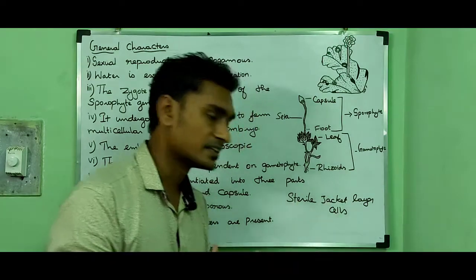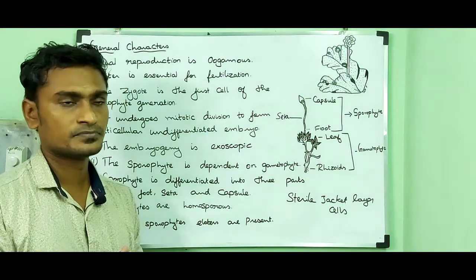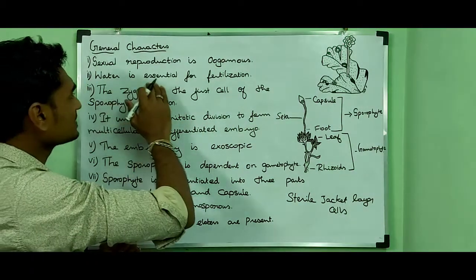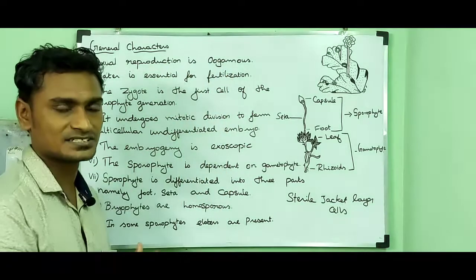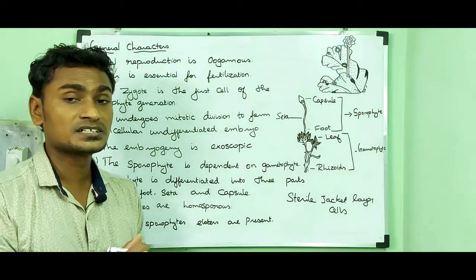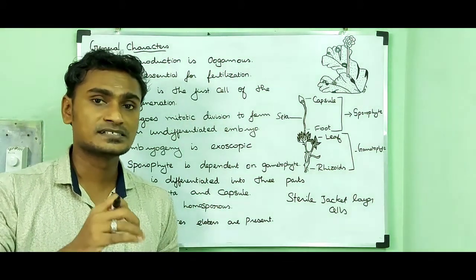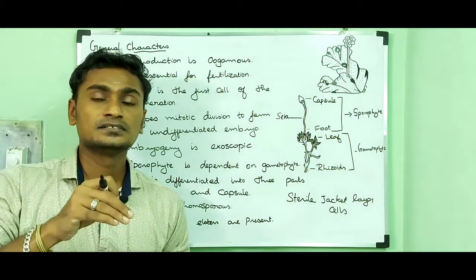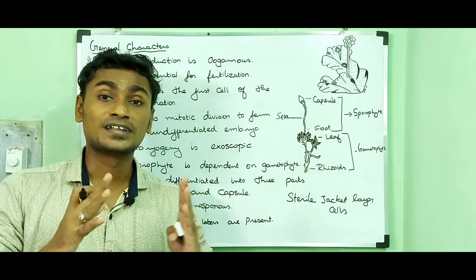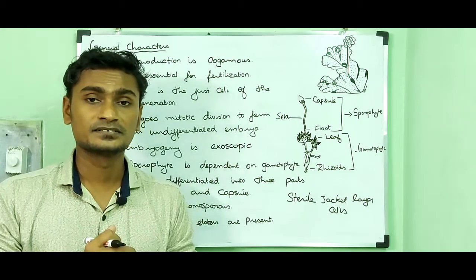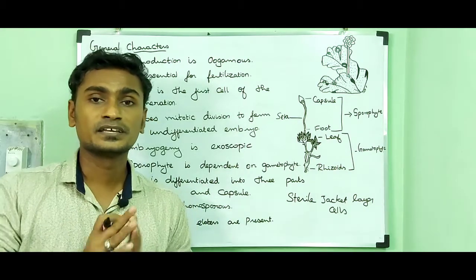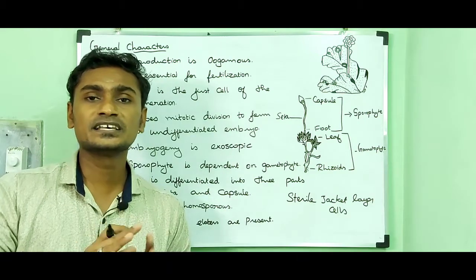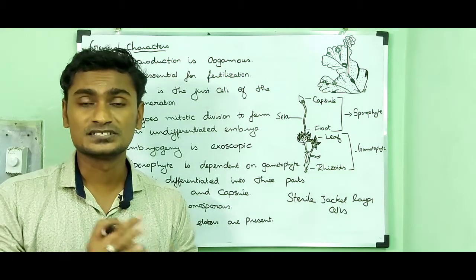The sterile jacket layer cells. Then water is essential for fertilization because antheridia release the male gamete in the water current, and that male gamete has flagella. They are biflagellate, so they can swim in the water current and reach the archegonium for fertilization.